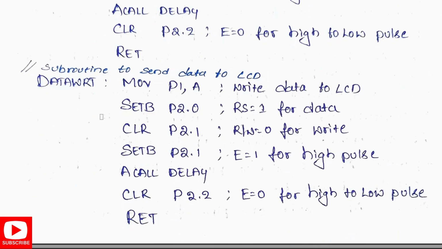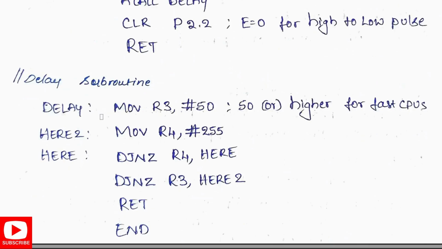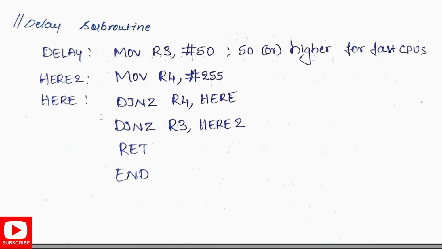Now enable E, E is equal to 1, that is high pulse. Now again delay and then come back to low pulse. Finally, you have to call the delay subroutine.